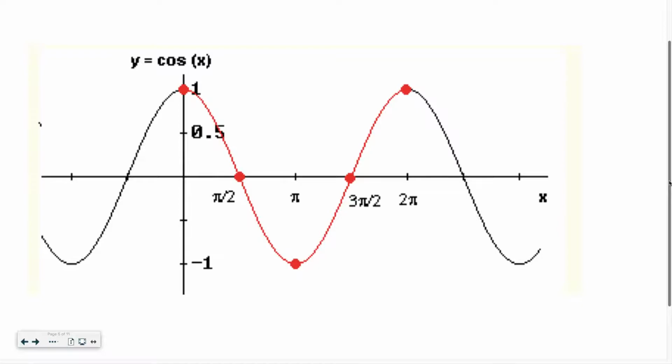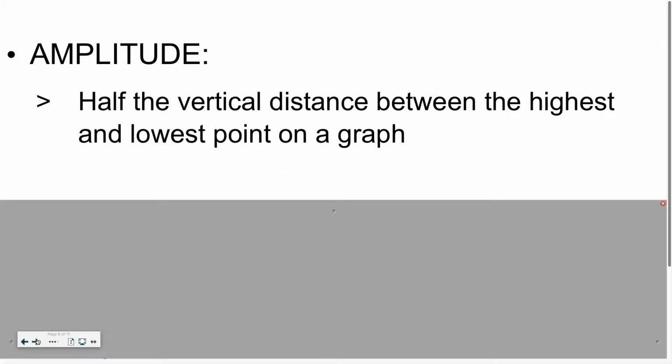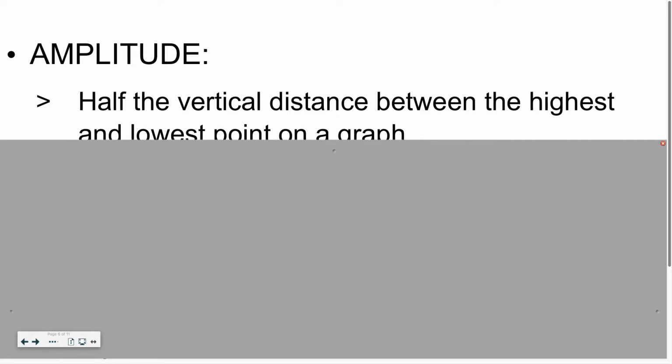So first, let's talk about a couple characteristics of the graph. The first is called the amplitude. Okay? Now, when you hear the word amplitude, I want you to tell me what you think of. Guitars. Okay, and why would a guitar have an amp? Amplifiers to make it louder. Something like that. Okay.